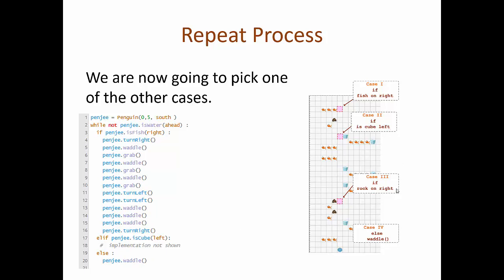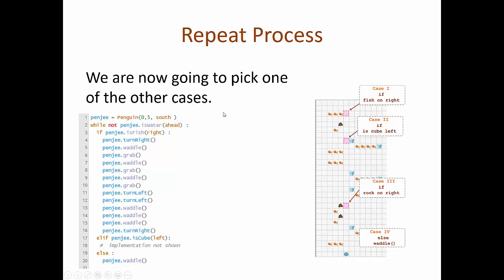Again, unless there's some strong reason, unless you see something that would make one case go before the other, it probably won't matter. And in this case, it doesn't. I'm going to do the elif Penjee is cube left, right? So I deal with these cube situations here. The main idea here is we wrote the while loop, we wrote our if-else, and now we're going to go in and add our elifs in the middle of the code here. Elif Penjee is cube left.